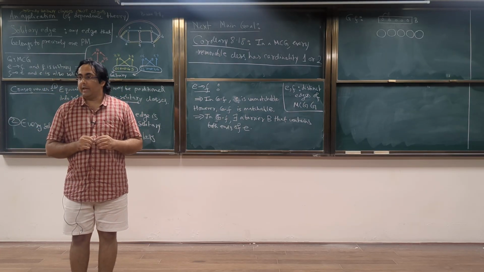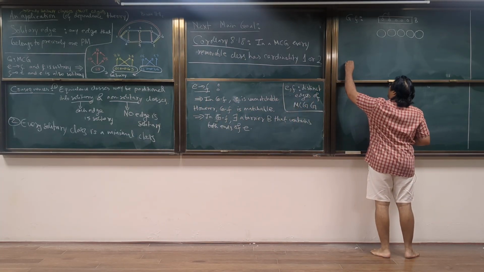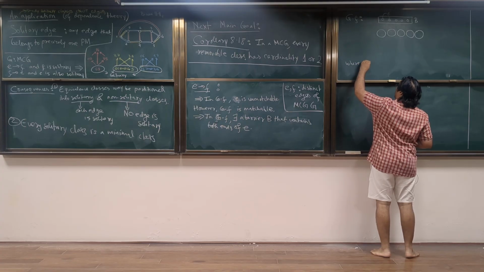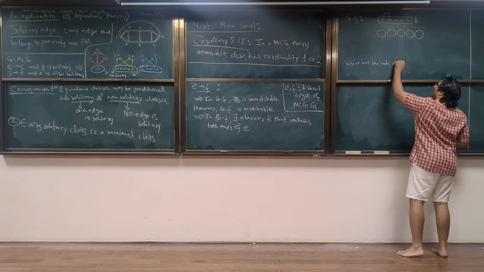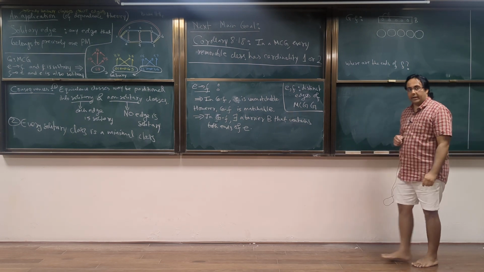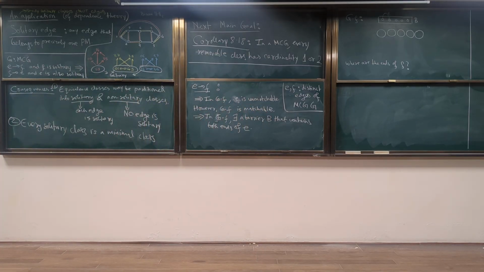But what can we now say about the edge F? Now I want you to think about, where is F? Or rather, where are the ends of F, because F is not there. Where are the ends of F in this drawing?